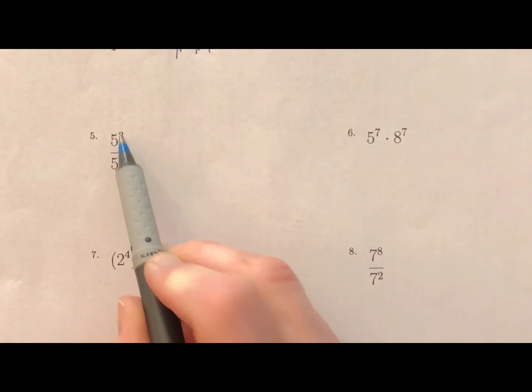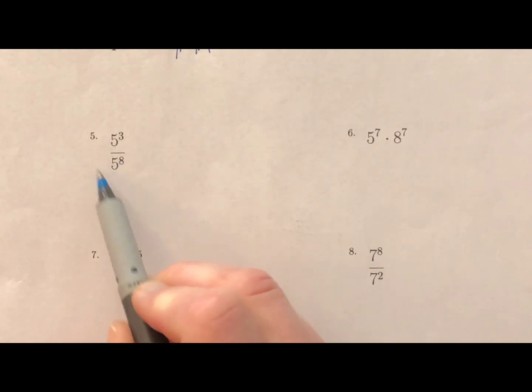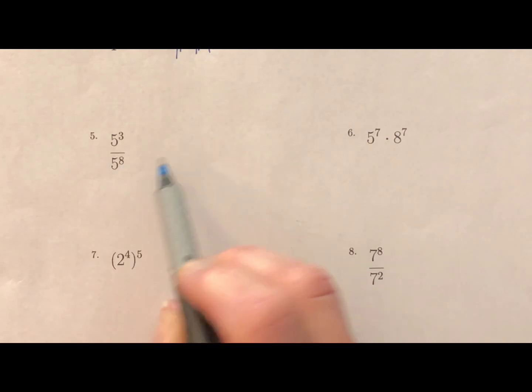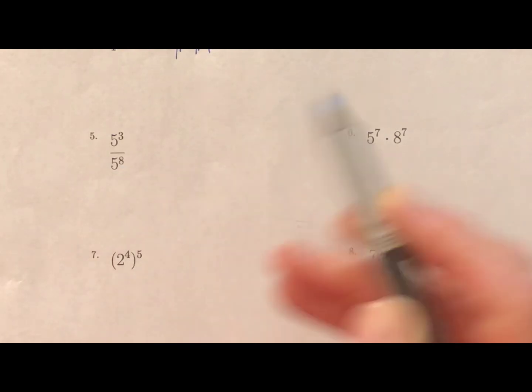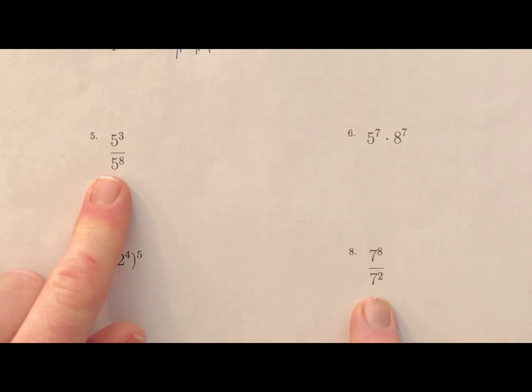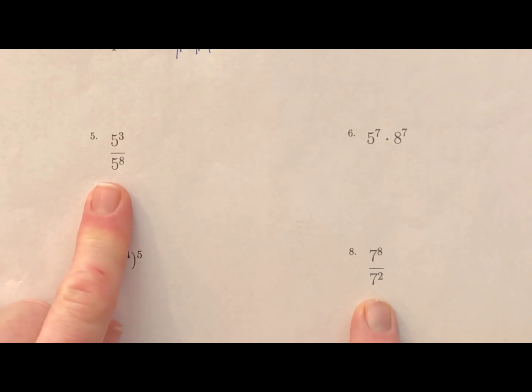This one has fewer 5s on top than on the bottom. So when you finish, this one will still be in fraction form. You'll have a 1 on top and then whatever's left on the bottom. Number 8, you see there are more 7s on top than there are on the bottom. That's going to give you a whole number. When working with the fractions, sometimes you'll end up with a whole number and sometimes you'll end up with a fraction. So be open to that.